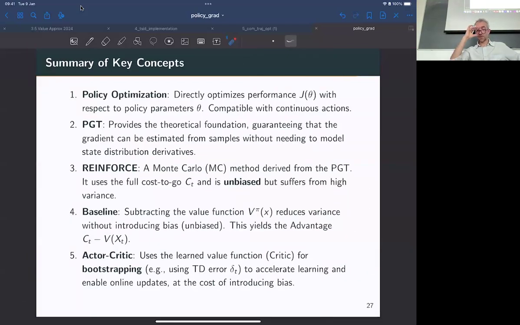If you want to accelerate learning even more, you can switch to actor-critic methods, which, instead of using the complete cost to go, replace it with a one-step or multi-step estimate, which is based again on an estimation of the value function. But at that point, you're also introducing a bias. So it's a trade-off. But that's what modern RL methods do. So in practice, that seems to be the best option.